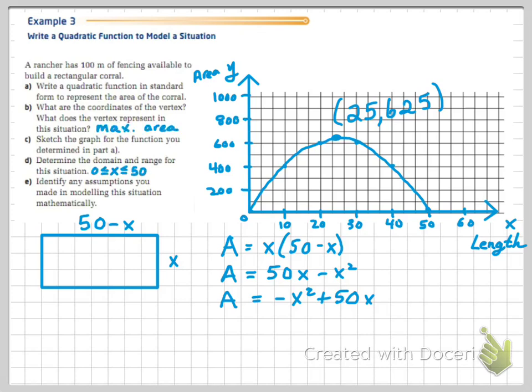Maximum area is 625. What does that represent? The maximum area, 625. Sketch the graph of the function. We did. Determine the domain and the range. Well, x has got to be from 0 to 50, and y has got to be from 0 to 625. I got that backwards. Fix that. You can fix it.